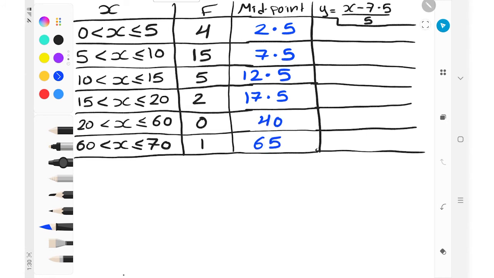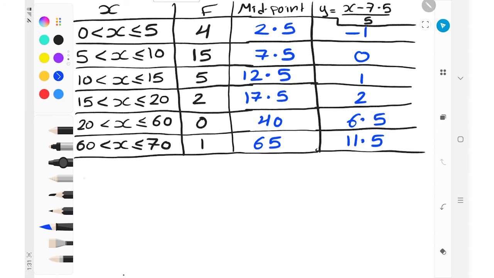Now we will plug in the x value to find my y, my coded data: -1, 0, 1, 2. You will put 2.5 minus 7.5 divided by 5, and 7.5 minus 7.5 divided by 5, and so on till I find all my data. And here is my coded data, and this is my original data, the midpoint.